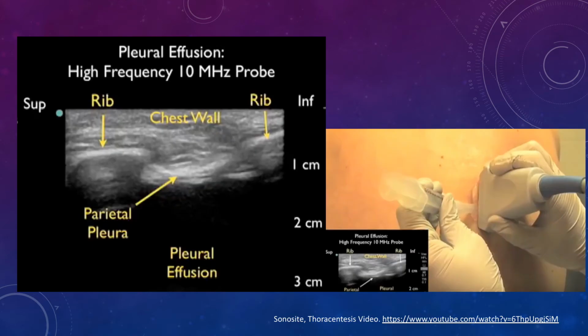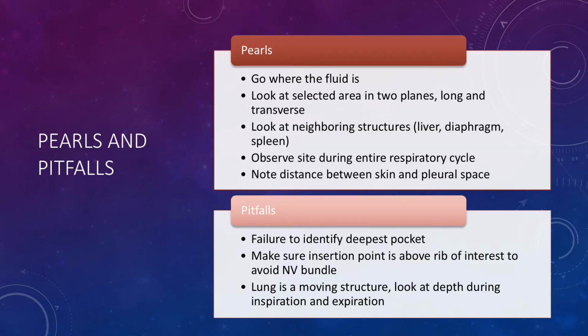Here's an example of an image that shows a pleural effusion with two ribs, the parietal and visceral pleura of the chest wall, and the black fluid behind it of the pleural effusion. And on the right-hand side, you can see an example of a needle going in under ultrasound guidance.